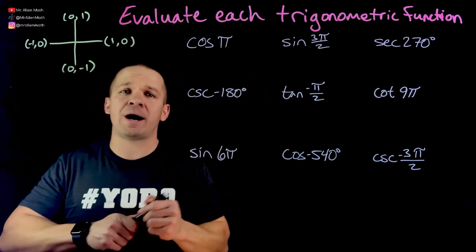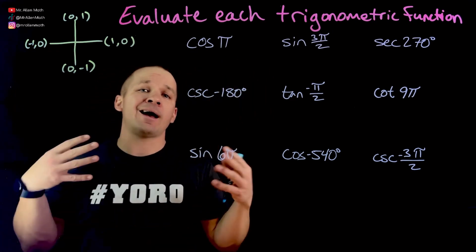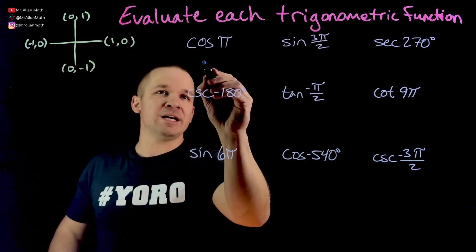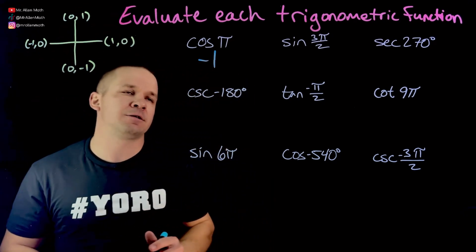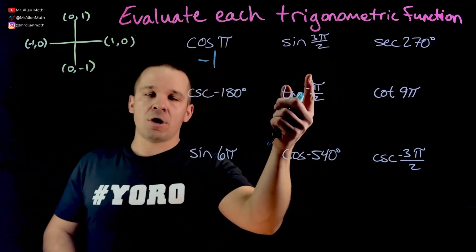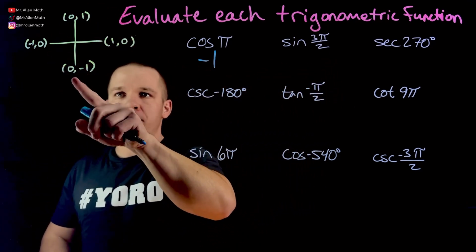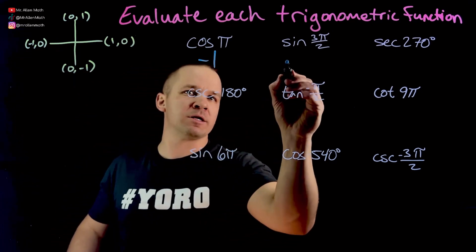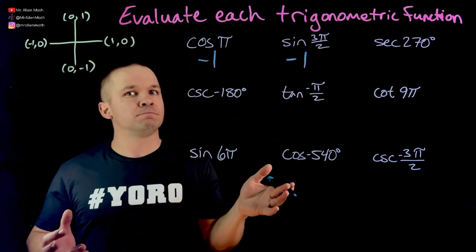So cosine of pi. Well, cosine is my x-coordinate. If I go to pi, boom, I'm at -1. So easy peasy, -1 is the first answer. Sine of 3 pi over 2. Well, 3 pi over 2 is, whoop, boom, right here. Sine is my y-coordinate. -1 is my answer right there. Dang, both of them -1.